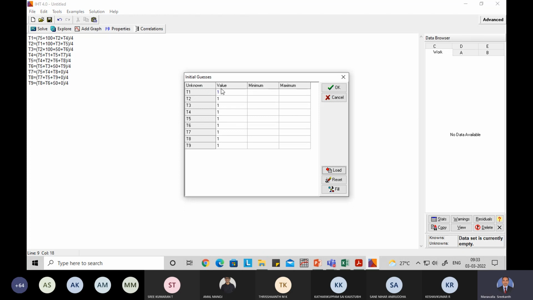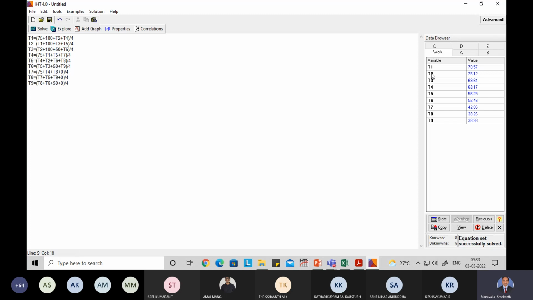You see, one window pops up saying that these are the initial guess values. Basically, it takes 1 as the initial guess value. So this software works on an iterative process. It assumes some value initially, but updates those values until the correct values are achieved. I will say OK. Once I say OK, you have the solution here. These temperatures have been obtained right away. After solving all these 9 equations, these are the 9 temperatures that have been obtained.